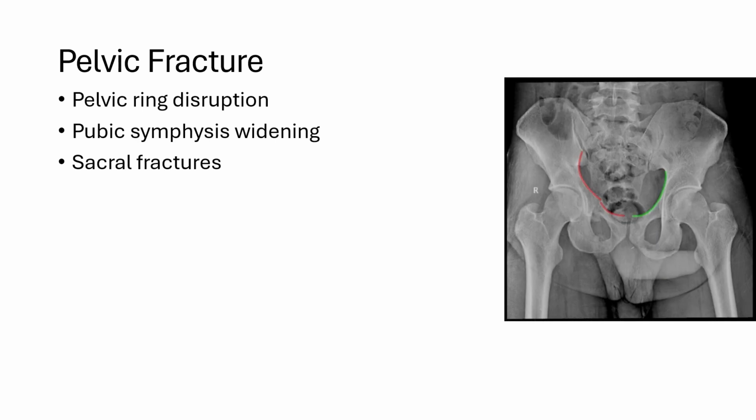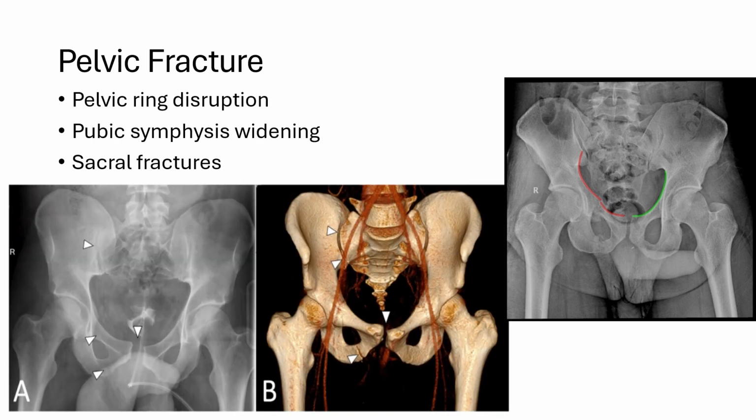That is the pelvic ring disruption. As we can see here, this is the pelvic ring disruption. Another is the widening of pubic symphysis. We can see here there is widening of pubic symphysis. This is the 3D CT image, and these are the fractures. We can see here, these arrows denote the fractures.